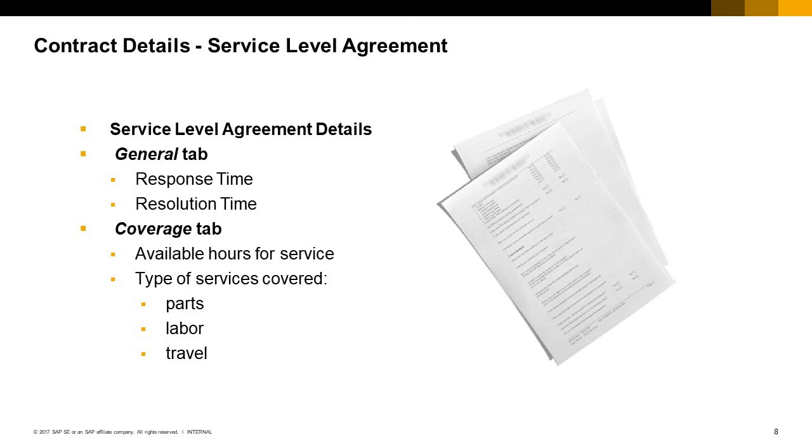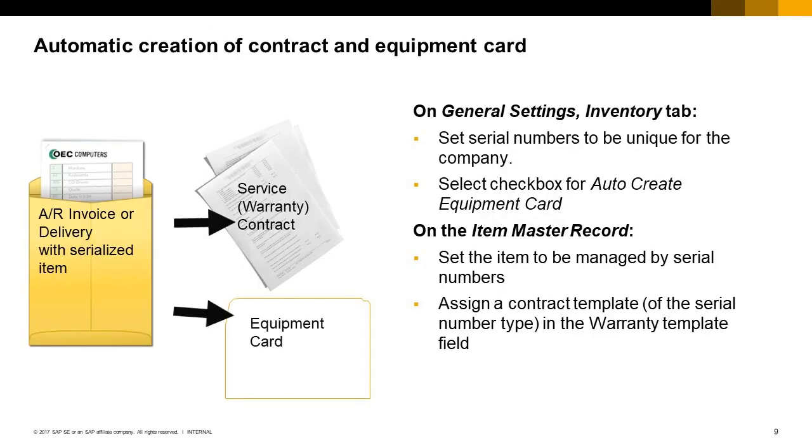All these fields can default in automatically from a contract template. Additionally, you can specify specific items that are covered by the contract. To set up automatic creation, you need to make some general settings at the company level as well as settings on the item master. First, make two company-wide settings on the Inventory tab in General Settings.